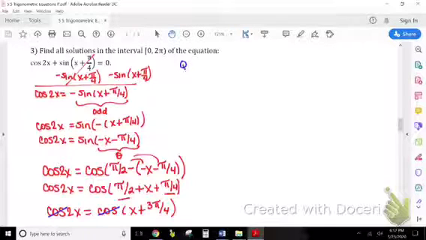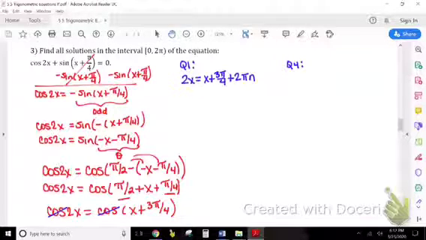So in quadrant 1, our angle, that 2x, will just equal the x plus 3 pi over 4. And because we're doing multiple angles, I still need that plus 2 pi n in. But be careful. When we go to do quadrant 4, it gets a little bit trickier.